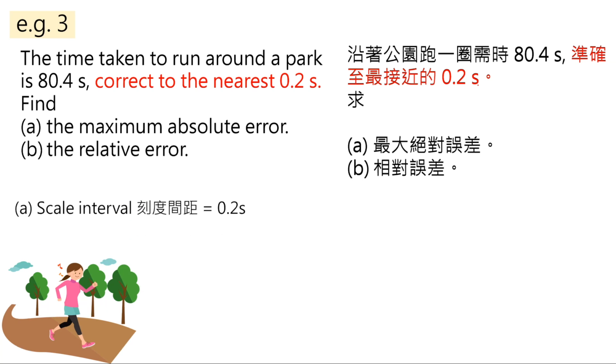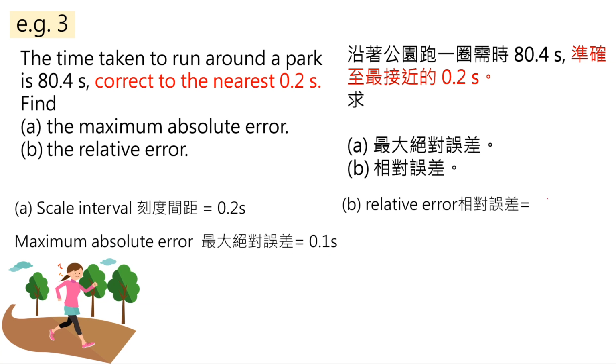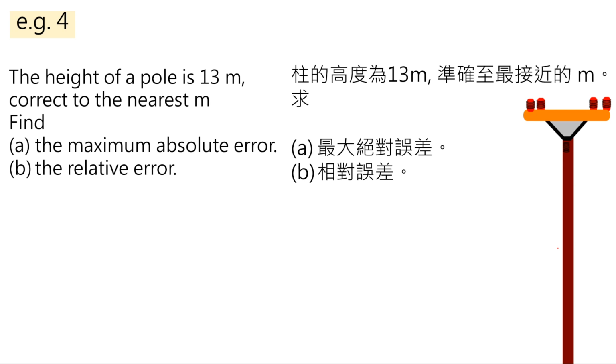The maximum absolute error is simply the scale interval, which is 0.2 seconds, divided by 2, and that's a maximum absolute error of 0.1 second. Now, the relative error is defined as the maximum absolute error over the measured value, which is 0.1 over 80.4. Measuring as a fraction using our calculator, we can see that is 1 over 804.